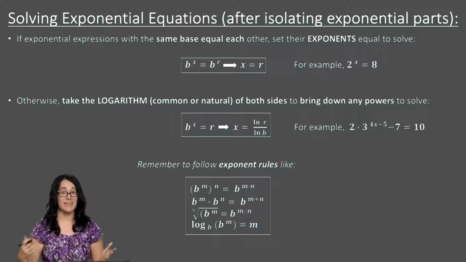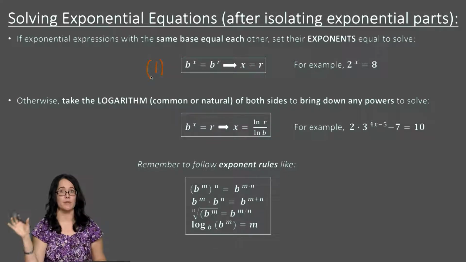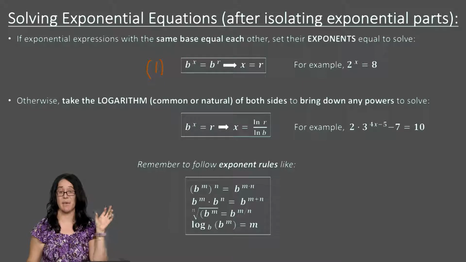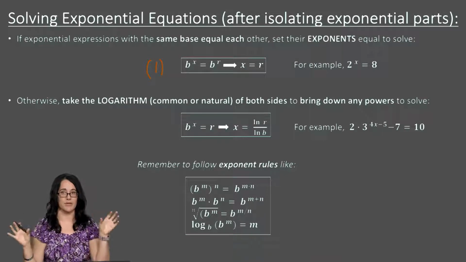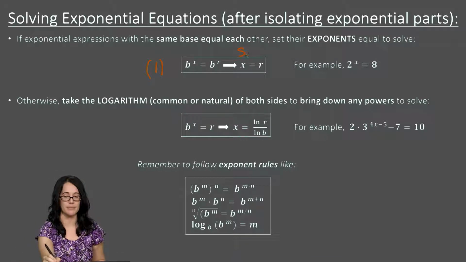The first type, again, is the simpler type, and that is when we have on one side of the equation a base raised to a power, like say b to the x power, and on the other side of the equation, the same base, b raised to some other power, let's say r. In that case, the only way that one side equals the other side is if the exponents are equal. So that's what we do. We simply set our exponents equal.